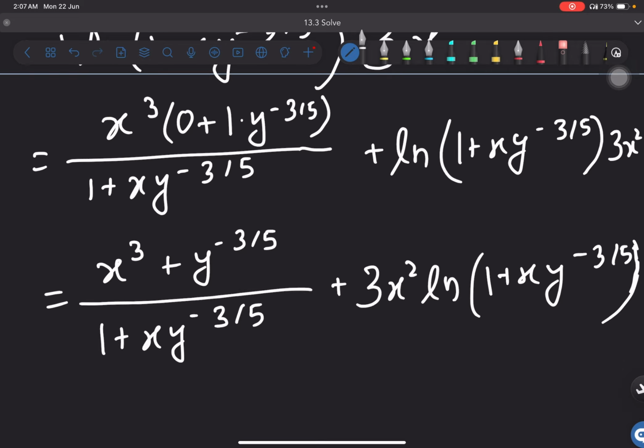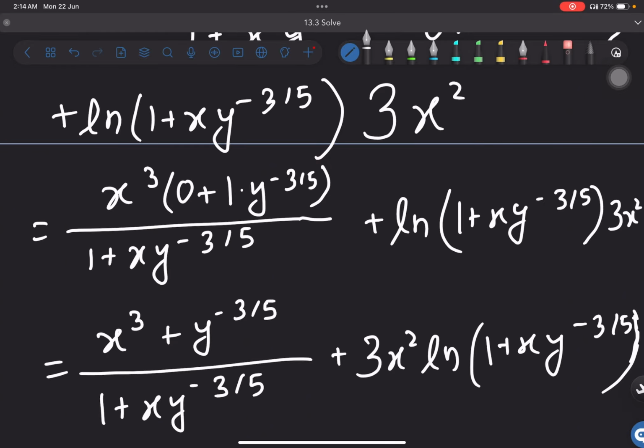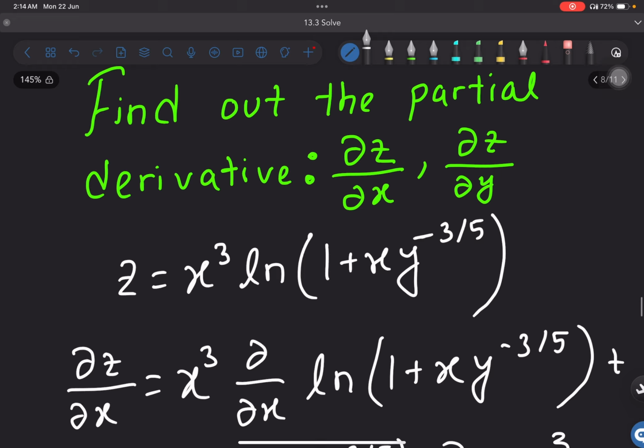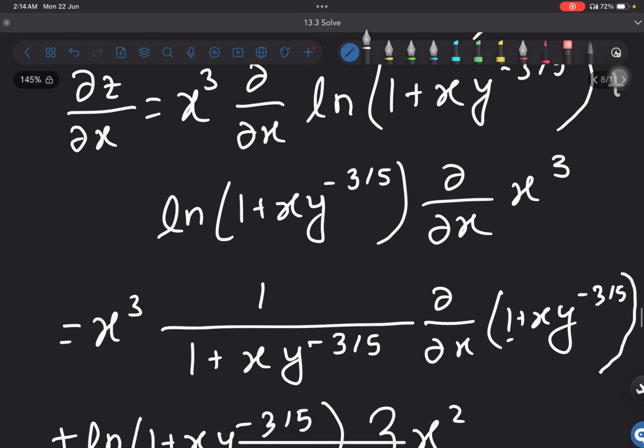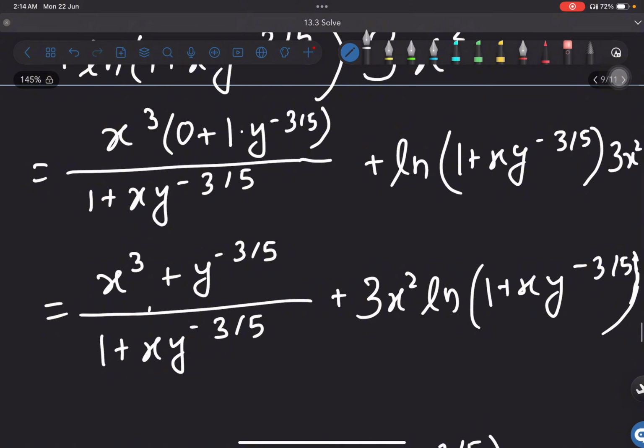My bad, when I did this math for the answer of del z by del x, I wrote a plus sign over here. So this plus sign won't be here actually. This is actually multiplied directly with the y element. So this is x cubed. Let me actually bring it closer. This is actually x cubed into y to the power of minus 3 by 5. And the rest of the math is fine.